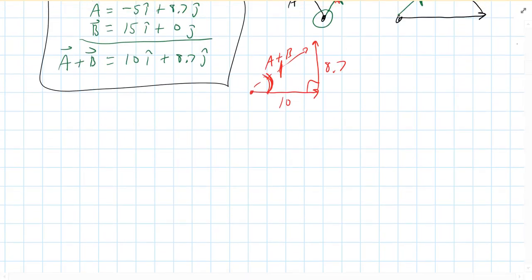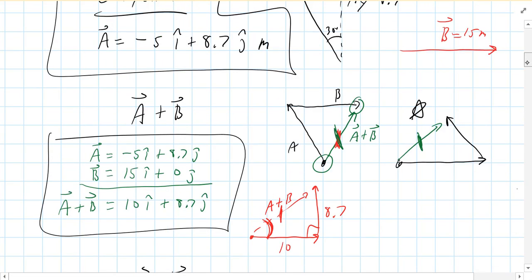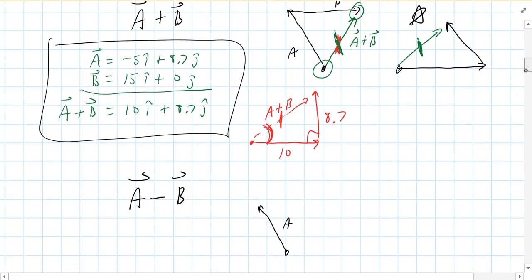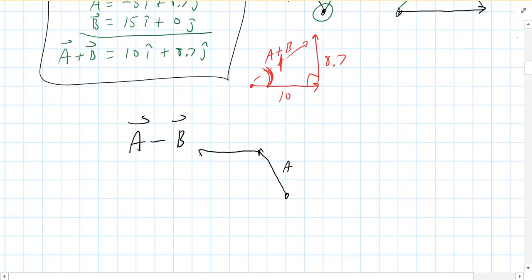What if I wanted to do A minus B, okay? Well, graphically speaking, you would draw A first, okay? So here's A. And then for minus B, all you would do is have it go the other way. So this would be minus B. And your result would start here and end there. This would be A minus B.